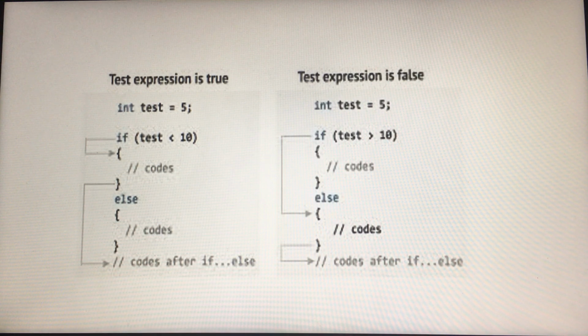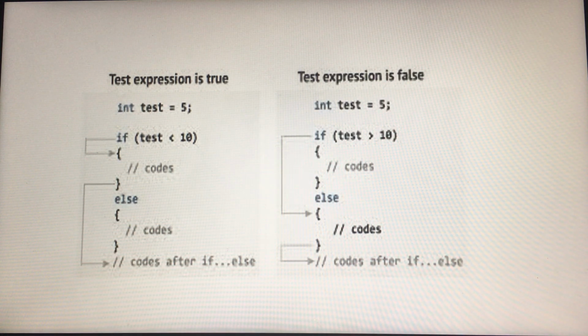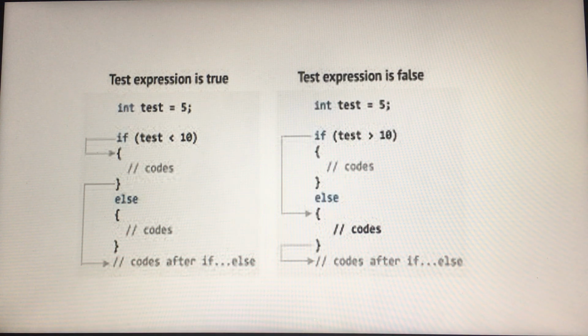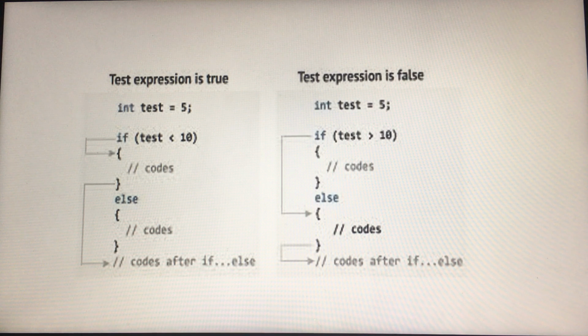So this is if else. If else is a modified if. It shows both. So int test is 5. If test is less than 10, it shows the answer. Else, if it's not, it shows the other answer. So if test is more than 10, it shows false, it's more than 10. Or if it's else, it shows false, it is less than 10.